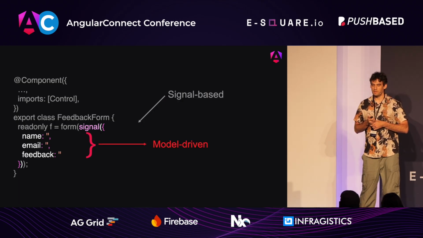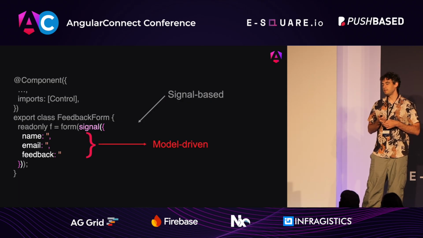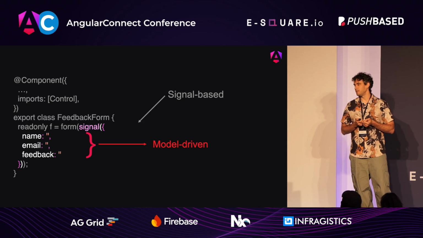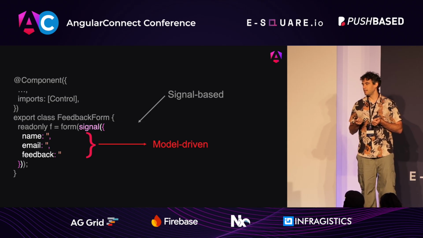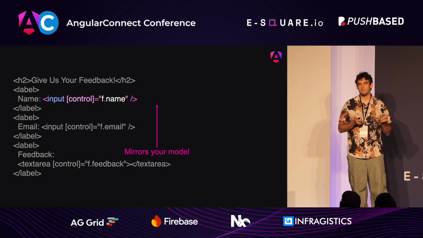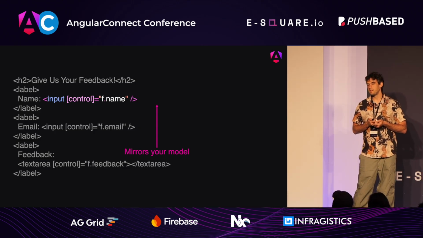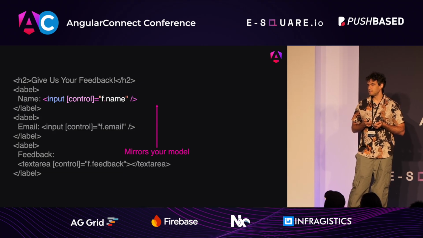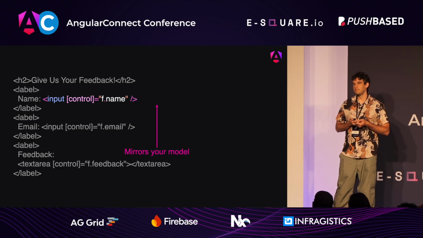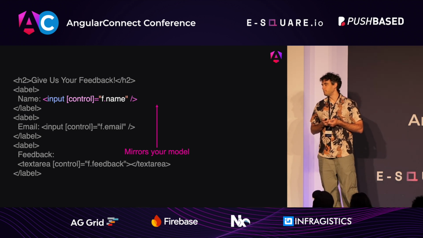And then it's also model-driven, and what we mean by this is that the structure of the data model that you pass in determines the structure of the form that you get out of this thing. And so, flipping back over to the template, we can see that the properties available on the form, like name, email, and feedback, are the same ones that were on the model that I passed into it. And so we automatically reflect the properties that are on your model on the form.